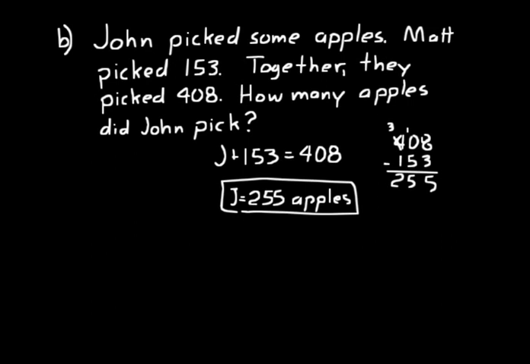We make sure we're answering the question correctly. We want to know how many apples John picked. That's what we have there, 255 apples. 255 plus 153 would equal 408. And so we've done that problem correctly. Most of the word problems that you'll be doing, you have to set up some kind of a formula that will help you solve the problem. You just look at the words, find the keywords, and decide what to do. What's the value that you're trying to find? What's the missing number that you're trying to figure out?